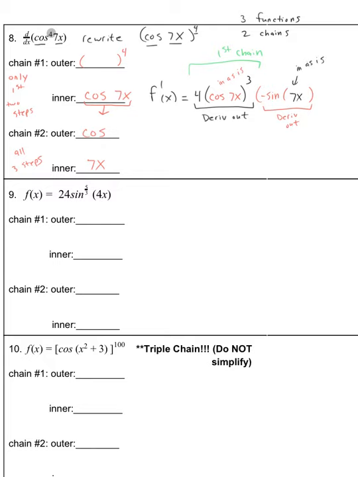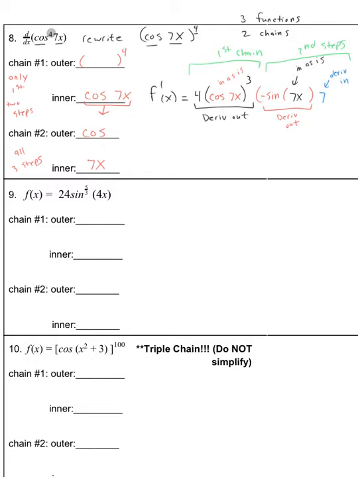And then finally, on the last chain, you do the last step. What's the derivative of the inner here? The derivative of 7x is just 7. So that is my derivative of the inner. And this right here is the second chain, all 3 steps. Okay? So this whole thing right here is the derivative of this inner function, which is why you have to start over.